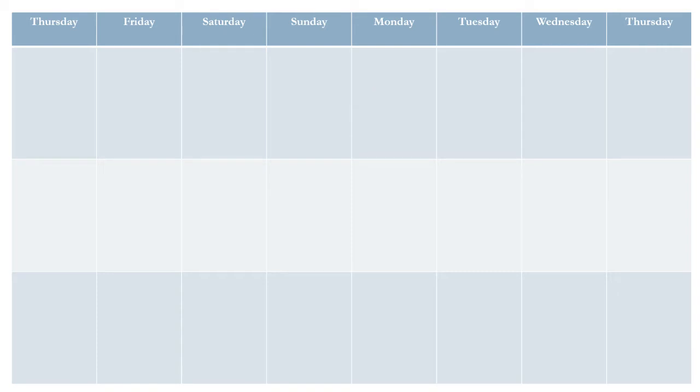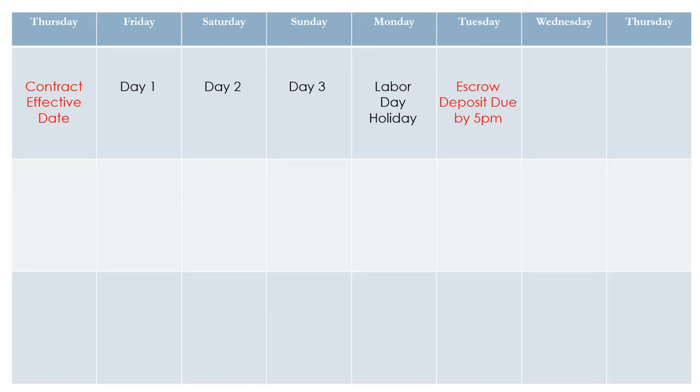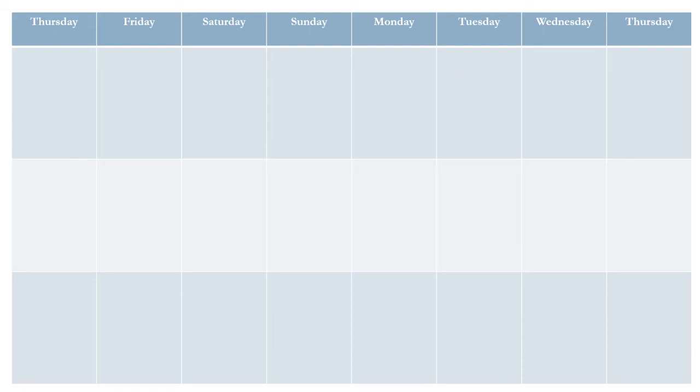Now, say your contract effective date is on the Thursday. Your day 1 starts on the Friday, so the day after is the first day. Day 2 is the Saturday. Day 3 is the Sunday. So now the escrow deposit becomes due at 5 p.m. on the Monday afternoon. Okay, so the contract effective date is a Thursday again, but this time we have a Labor Day holiday, so now it becomes due at 5 p.m. on the Tuesday afternoon.